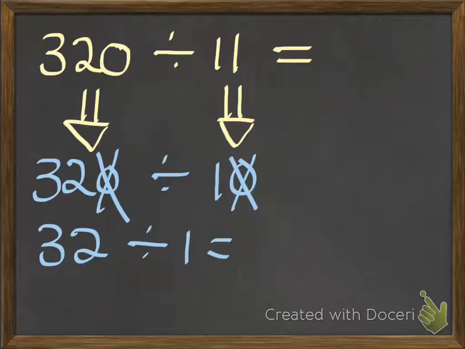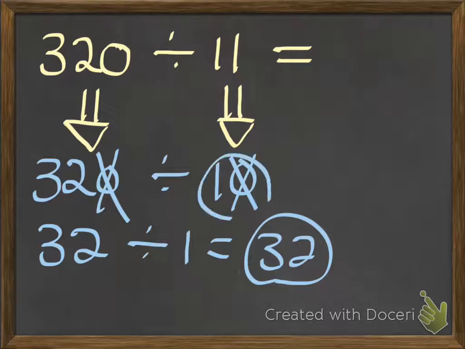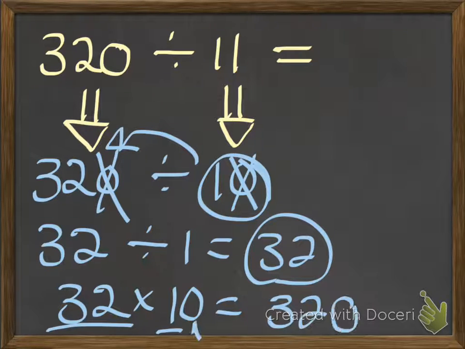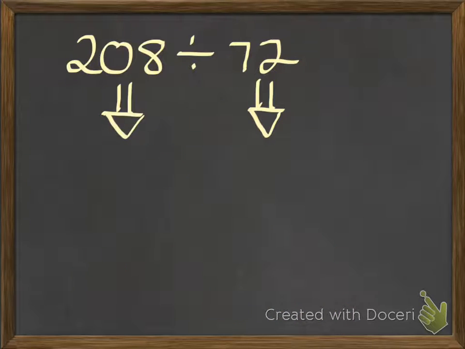Well, wait a minute, 32 divided by 1, that's 32, right? So let me double check. If 32 times 10 is going to give me 320, let's see what that equals. So I've got 32 over here, 1 right there. 32 times 1 is 32. Tack on my 0, 320, and that's what I started with. I'm a genius. Let's move on.